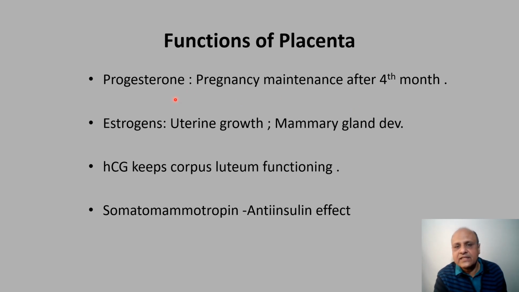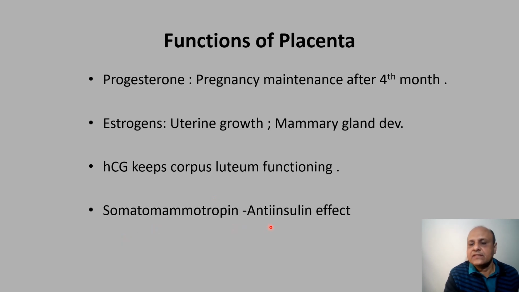Then the placenta secretes hormones, progesterone. It maintains pregnancy after the 4th month when the corpus luteum is not there. So till the 4th month, the corpus luteum keeps functioning due to HCG, human chorionic gonadotrophin, secreted by the placenta. And after the 4th month, corpus luteum is not needed, and progesterone is secreted by the placenta to maintain the pregnancy. The estrogens secreted by the placenta stimulate the maternal uterine growth and mammary gland development.